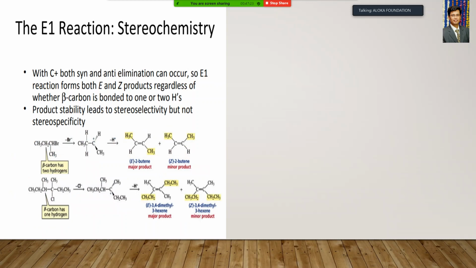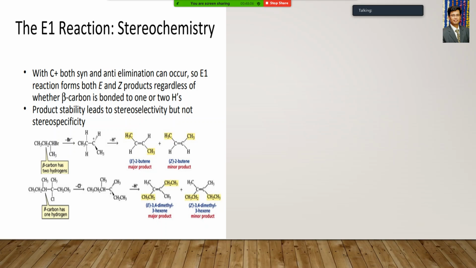Okay, and the E1 reaction. What happens in the E1 reaction? A carbocation is formed. Now the major product will be formed such that the final product will contain the highly substituted alkene. So the beta proton will be removed, which will lead to the formation of the highly substituted product. That's why it is known as stereoselective, not stereospecific. You can get two products, but the major one will be from whichever gives the more stable product.